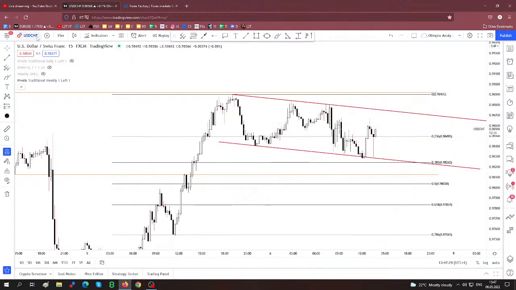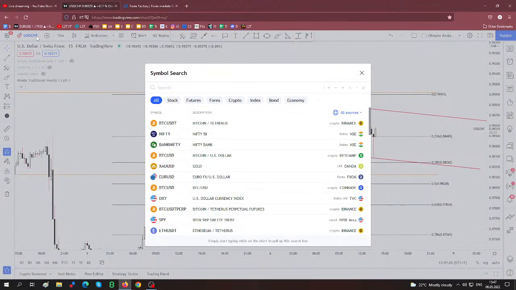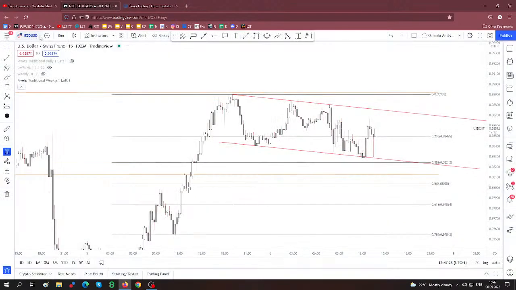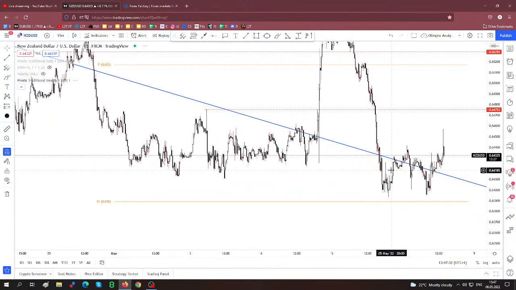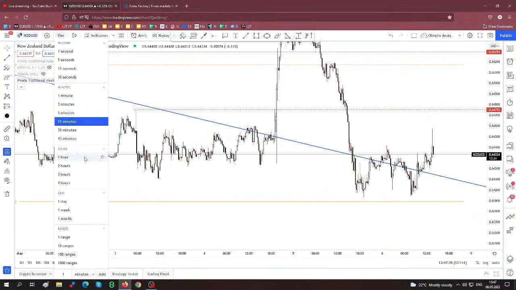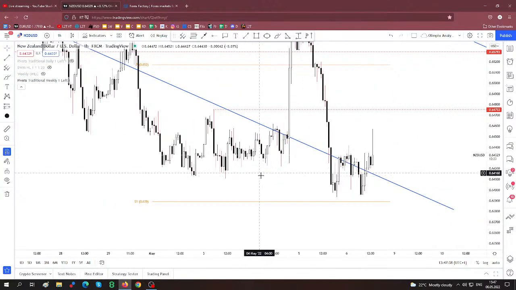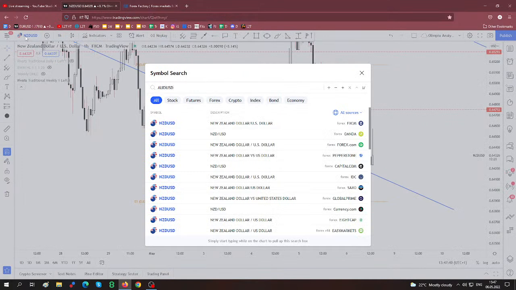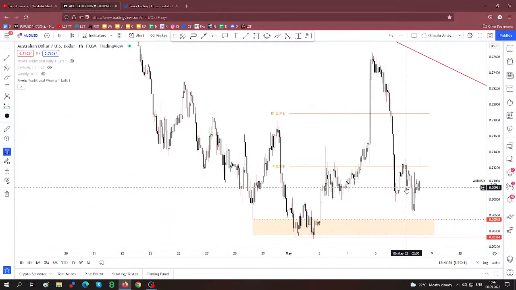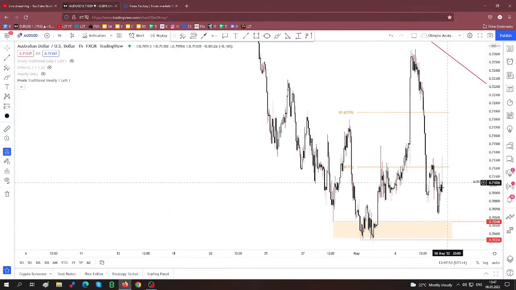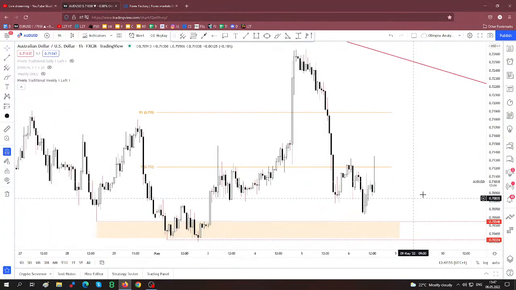I will come back later in a few minutes. I will try to take a look on all markets. New Zealand dollar, US dollar. Yeah, the bias is still bearish here on New Zealand dollar, US dollar. But Australian dollar, US dollar, someone asked me about this market as well. On 1 hour, yeah. So yeah, strong rally, but also here the bias is still bearish on Australian dollar, US dollar.